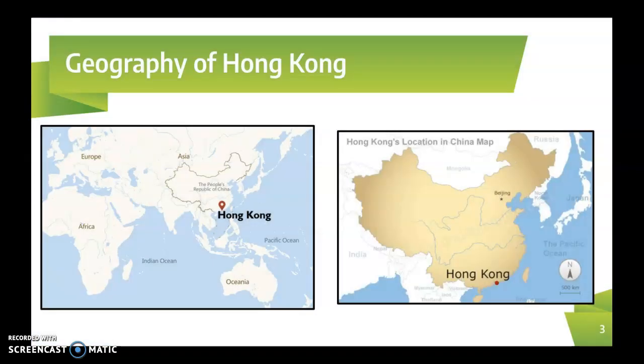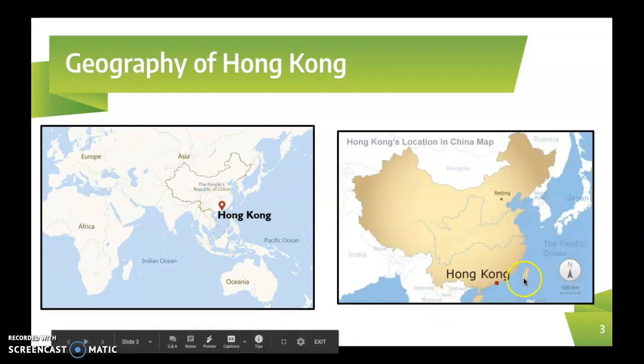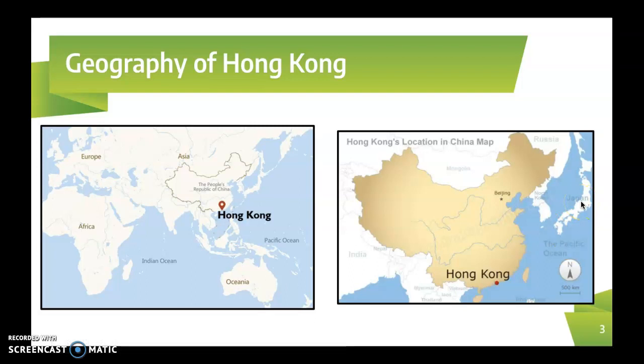So first of all, Hong Kong is located in China. It's this little pin right here. It is right next to Taiwan, which is also influenced by China. In the past, China was a very big empire that ruled over a bunch of different places. So this is still kind of a callback to that time period.